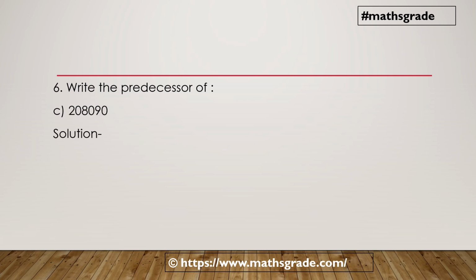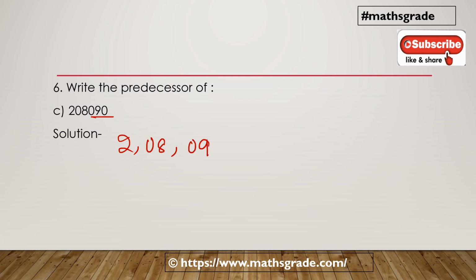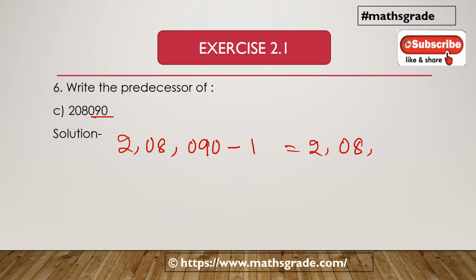Now part C. Write the predecessor of 2,08,090. We know predecessor is the previous or before number. We have to subtract 1 from this number. So the predecessor of 2,08,090 will be 2,08,089. So 2,08,089 is the predecessor of 2,08,090.